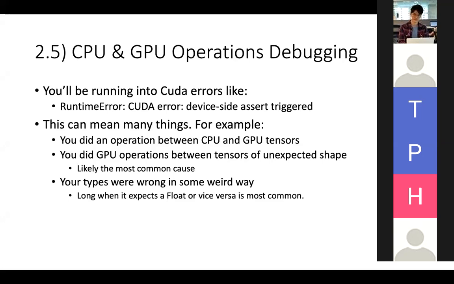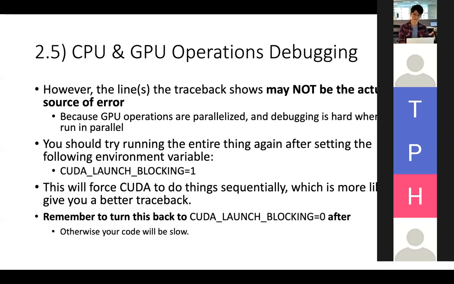And another issue is your types were wrong in some weird ways. So if you're using some kind of cross-entropy class or function, it expects its inputs in a certain type, but if you put in the wrong type, sometimes you'll get this error if you do it on CUDA. However, the line the traceback shows may not actually be the source of error. And that's because in GPU operations, everything is parallelized to speed things up, and debugging is hard when stuff is run in parallel.